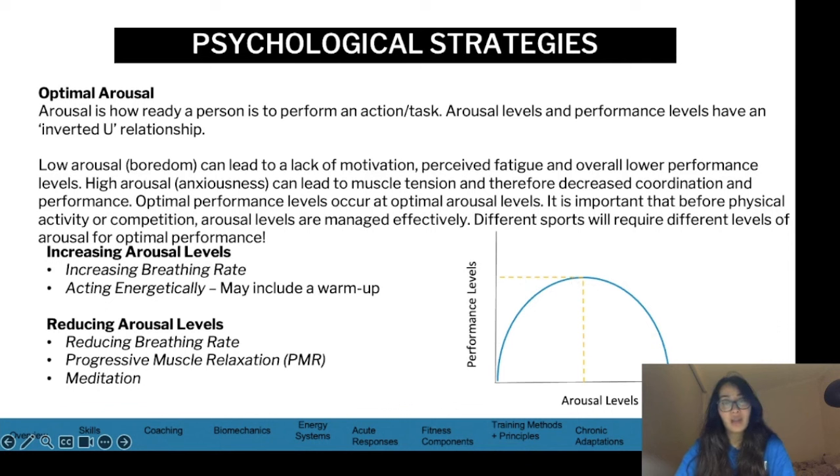So this is how ready a person is to perform a task, and it relates to arousal levels. If you've got a very high arousal, you might be jumpy or stressed out or anxious. Whereas if your arousal is very low, you might be very unmotivated and bored. If your arousal is in the happy medium, then you'll have quite an optimal performance, as opposed to these two extremes, which confer a lower performance level.